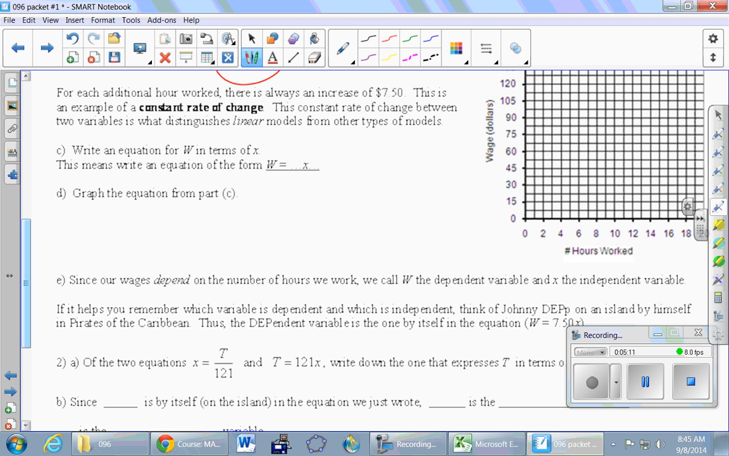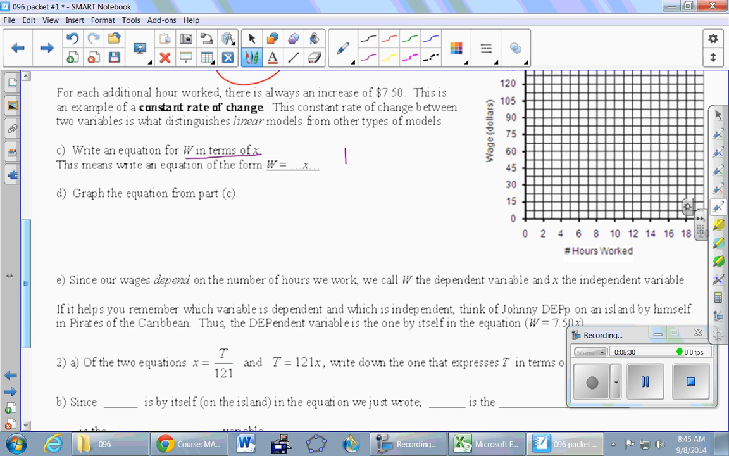So I'm telling you the definition of what it means to see that phrase "in terms of." When I say write an equation for W in terms of X, it means your equation is going to say W equals, and then something with X's in it. That's what my dots represent. I don't know what's going to be over there, but there's going to be some X's in there.